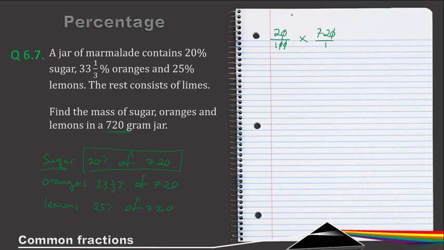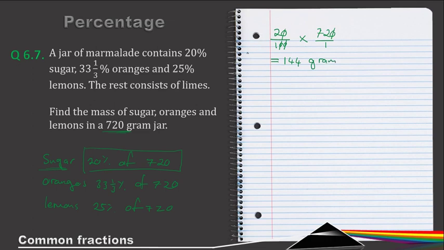So what we have left now is just 2 times 72. So this is then 144 because 2 times 70, or 2 times 7 is 14. So 2 times 70 is 140, and then 2 times 2 is 4. So this is 144. All right, so this is in grams. So there's 144 grams of sugar.